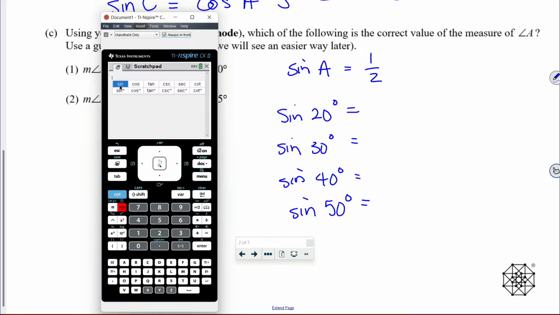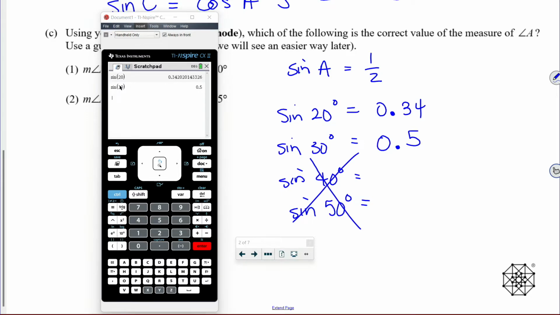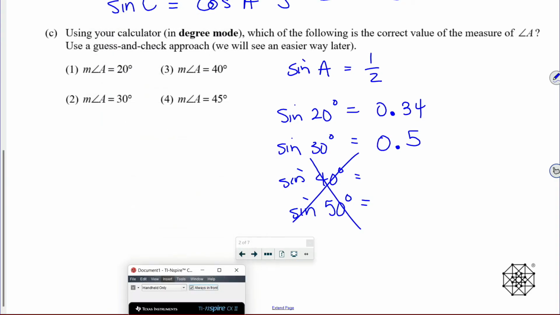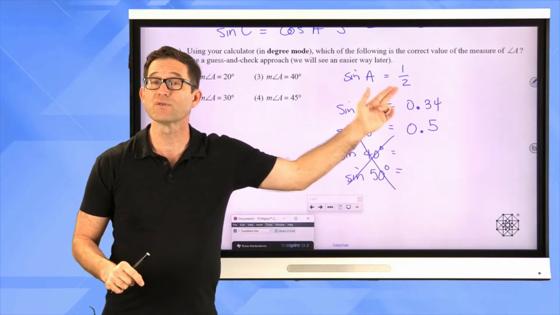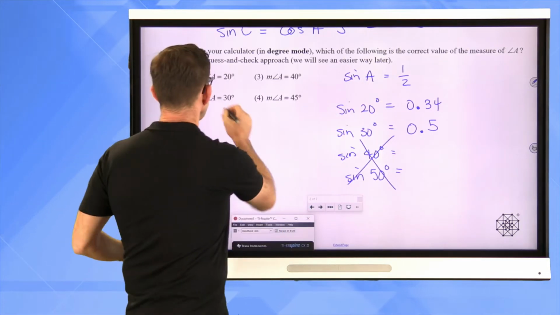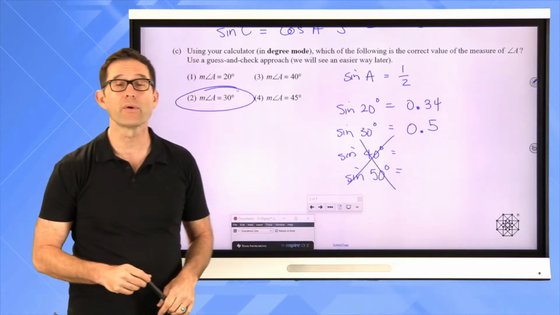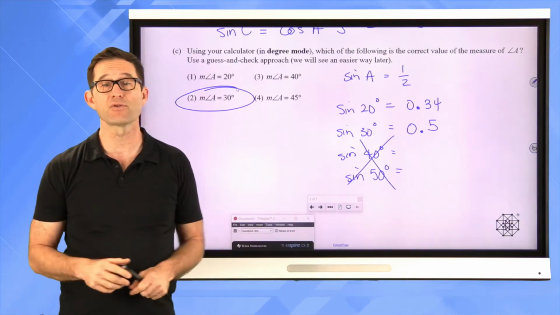I can hit my trig button, hit enter on my sine, and put in the sine of 20 and hit enter. The sine of 20, I'm going to round to 2 decimal places, 0.34. So that's not right. Let's do the sine of 30. And there's my winner, 0.5. I don't even need to look at these, because the sine of 30 degrees is 1/2. So angle A must measure 30 degrees. That's got to be its measurement.